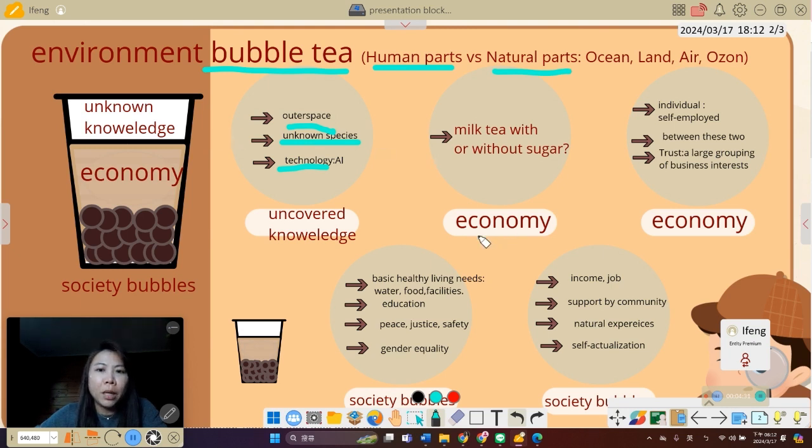And the next part is about economic. The economic milk tea part, I want to talk about with tea or without tea. What does it mean? For economic, I think no doubt that we pursue global economic blooming. So here I want to talk more about economic justice. Maybe in the future we want more individuals, I mean self-employed, or trusts like big companies, a large grouping of business interests, or something between these, or more diversity.